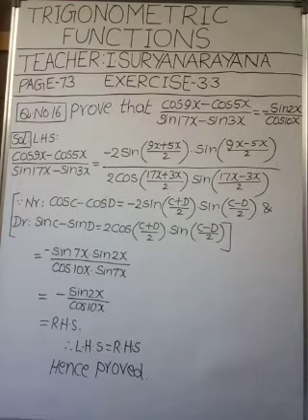There are only 4 transformation formulas: sin C plus sin D, sin C minus sin D, cos C plus cos D, and the fourth one is cos C minus cos D. Out of these four formulas, whichever is suitable for the given question, you apply that formula in the numerator as well as in the denominator, and after that you simplify the numerator and denominator, and finally you automatically get RHS. Then the given statement will be proved. Understood, my dear children?